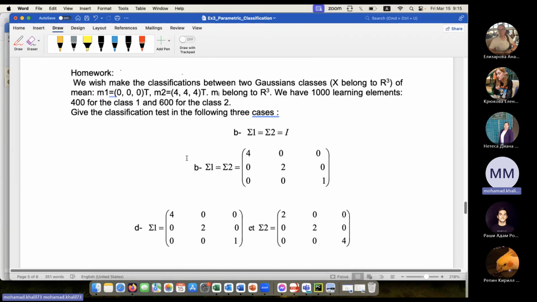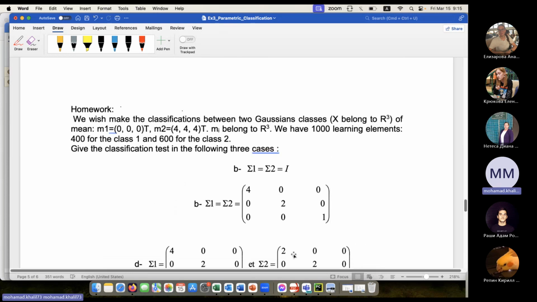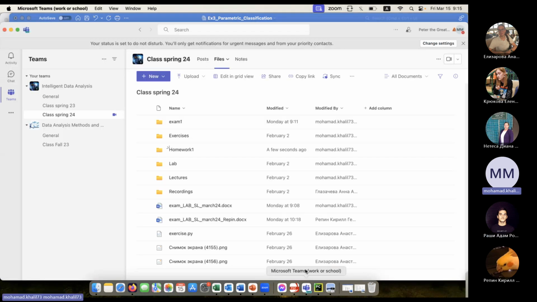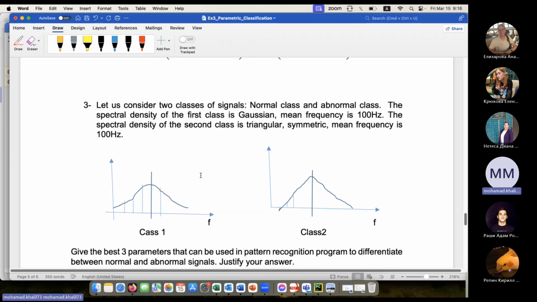I changed the data here. I will give you the same matrix because I don't have time to write another one. Please do this and put the result in the homework one file, before Monday morning. No problem. Okay, I will continue.